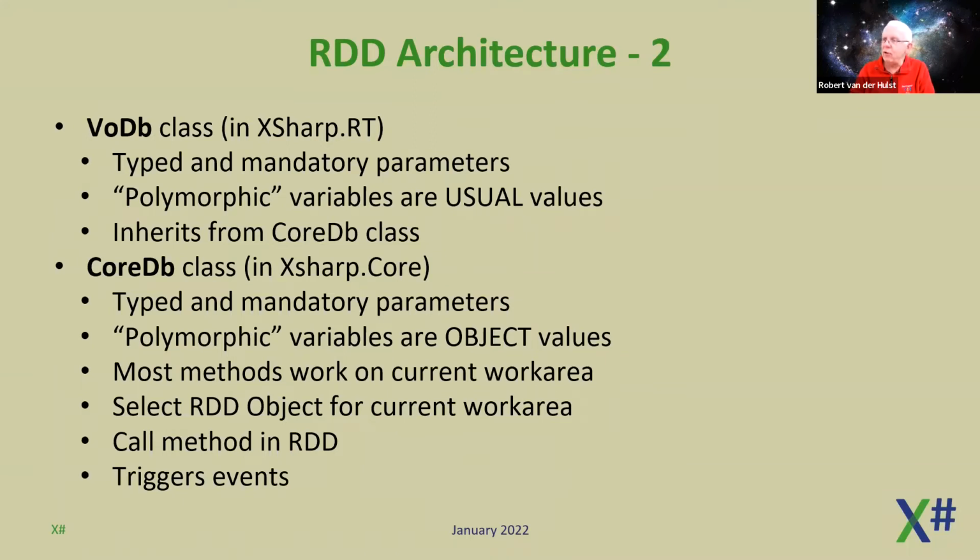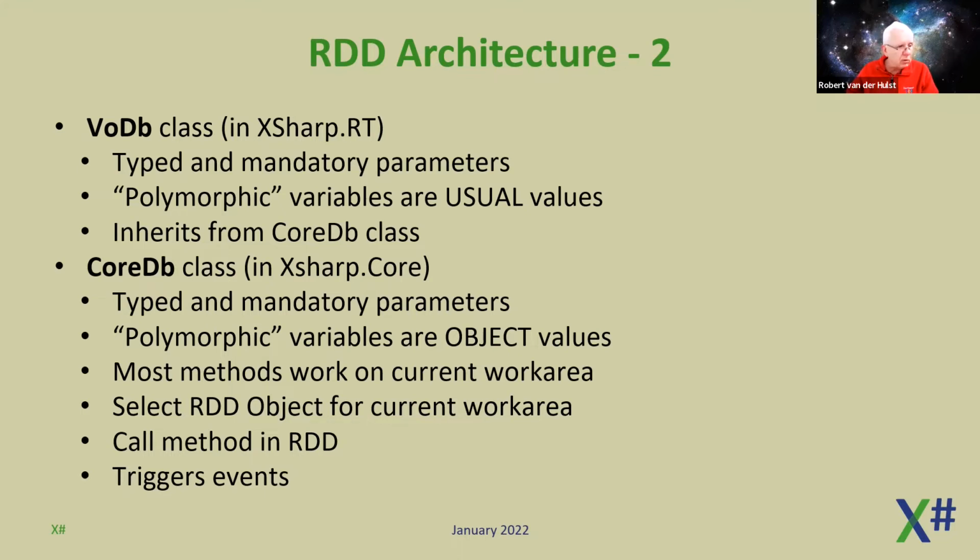In X#, we have actually introduced yet another layer, and that is the CoreDb class, which is located in our X# core assembly. And the difference between VODB and CoreDb is that VODB actually inherits from CoreDb, and the only thing the VODB layer does is add support for USUAL values. Inside X# core, we don't support USUAL values. We only have objects when you deal with polymorphic variables like return values from reading a field in a database. And the CoreDb class is basically the worker that selects which RDD object to use for the current work area. And by already mentioning the RDD object, I'm already a bit ahead of myself, because this RDD object is what we'll look into later on in this session.